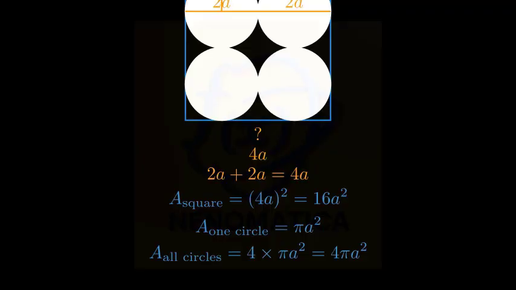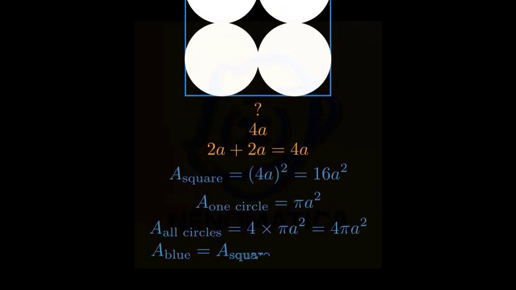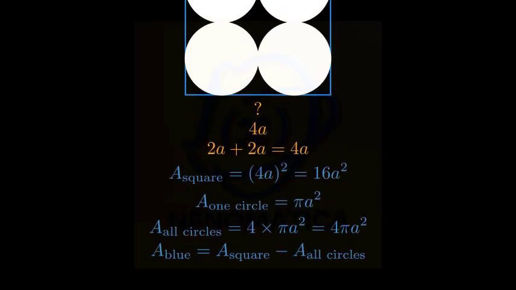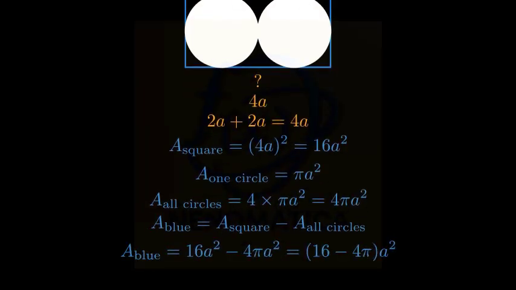Now, to find the area of the blue shaded region, we need to subtract the total area of the 4 circles from the area of the square. So, the area of the blue region is 16a squared minus 4 pi a squared, which simplifies to (16 minus 4 pi) times a squared.